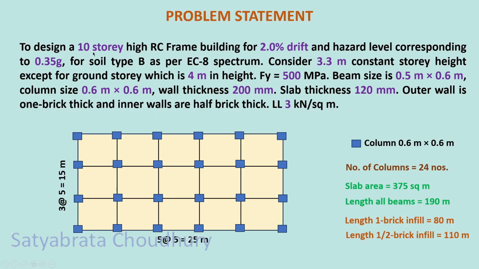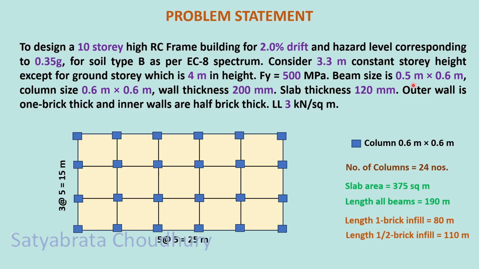So we have taken a 10-story building and the design drift is 2%. Hazard level corresponds to 0.35 g of Eurocode for soil type B. The height of each story is 3.3 meter and the ground story height is 4 meter. Yield strength of steel is 500 megapascal.